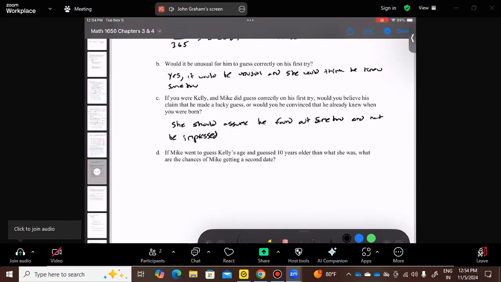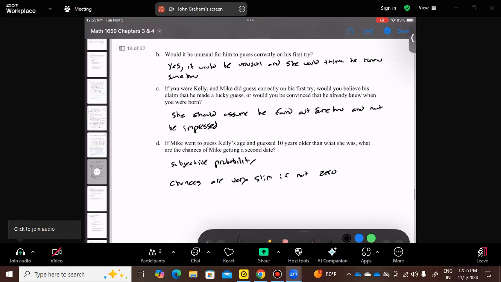The intuition there for her should be, this doesn't seem likely. If Mike wanted to guess her age and was off by 10 years, and yes, 10 years older than what she was, what are the chances of making a second date? This is subjective probability. Chances are very slim, if not zero. All depends if he could talk his way out of it.